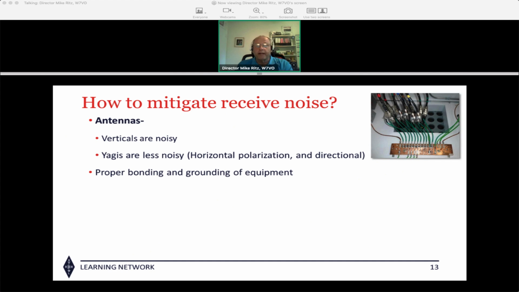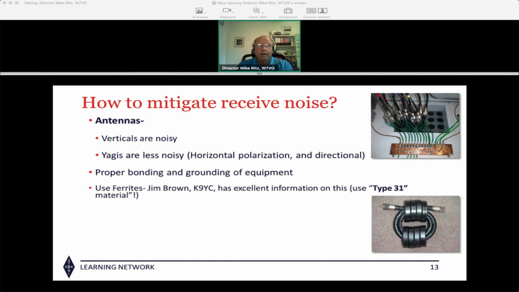Ensure you have proper bonding and grounding of your equipment. Right, there's a really nice ARRL book you can get on that, but make sure everything's bonded and grounded to keep common mode noise to a limit. Jim Brown, K9YC, who, by the way, won one of our technical service awards last year, has a really good website that talks about the use of ferrites, and I'll have a reference to that at the end. If you do buy ferrites, the best ones to get are what are called Type 31. Don't get Type 72 unless it's for a really low frequency. These things are pretty frequency specific. There are some that work better than others, and for the HF ham bands, the Type 31 is the type to get.